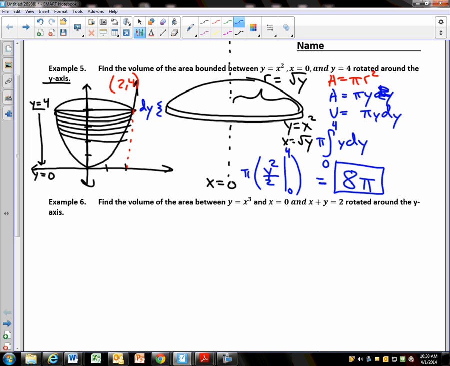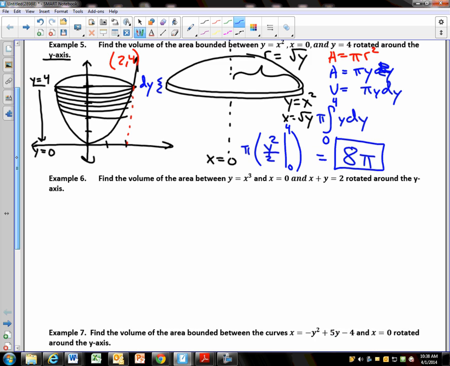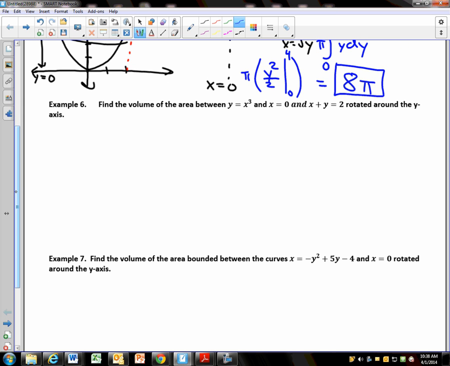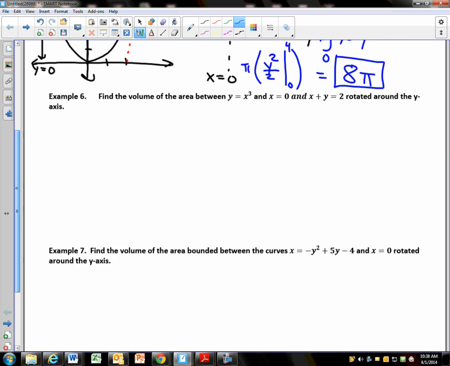That's the same problem we did yesterday. The only difference is, instead of revolving around the x-axis, we revolved it around the y-axis. Okay, that was it. In that situation, yes. Let's look at a more difficult example.